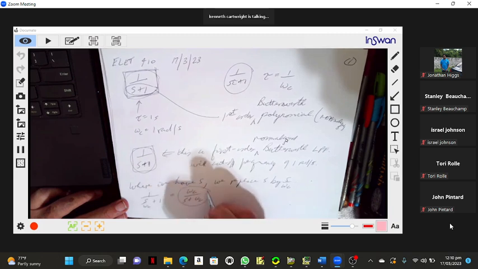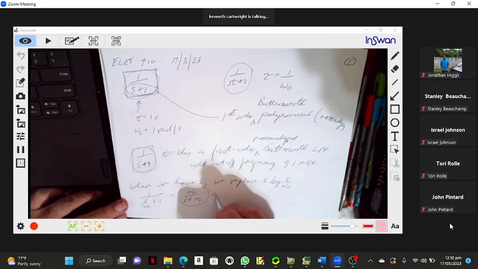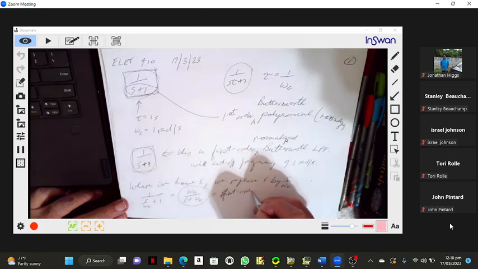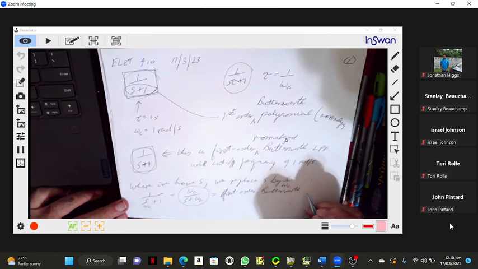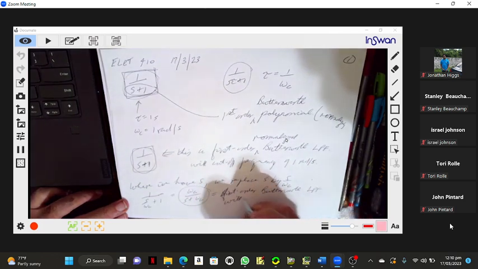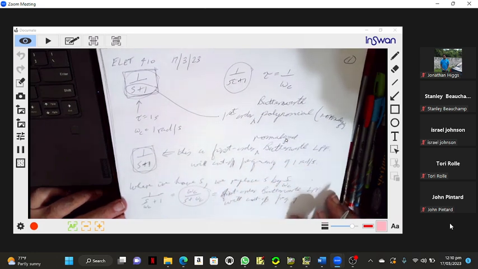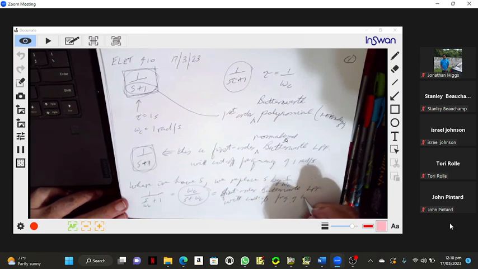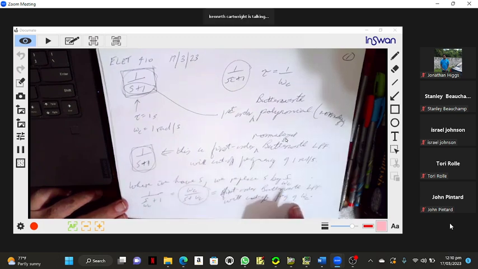And you should recognize this. We've done this before, except not in this context. So what is this? This is a first order Butterworth low pass filter with cutoff frequency of omega C. Any questions so far?